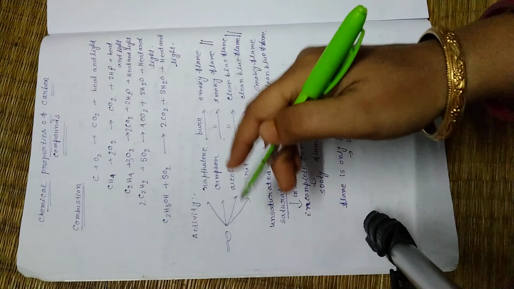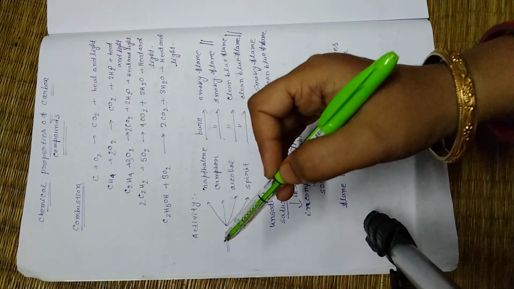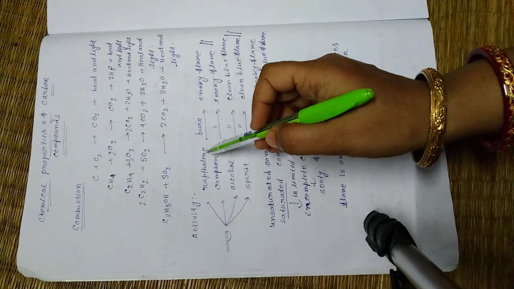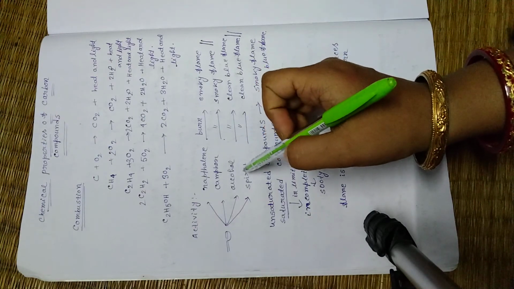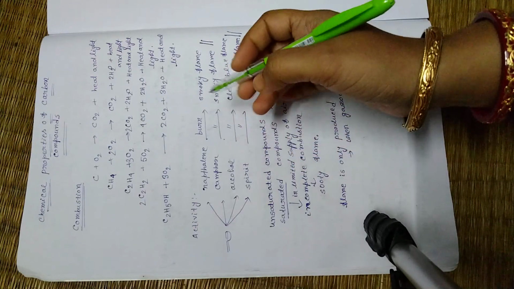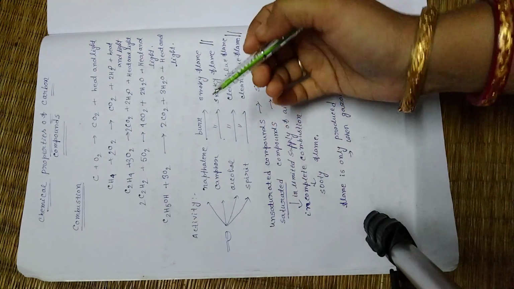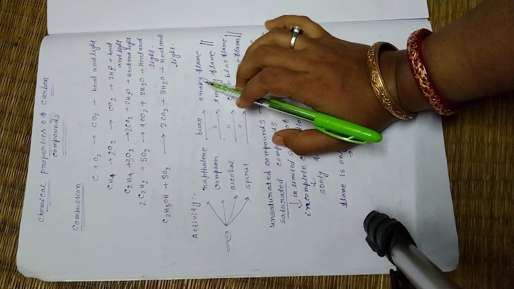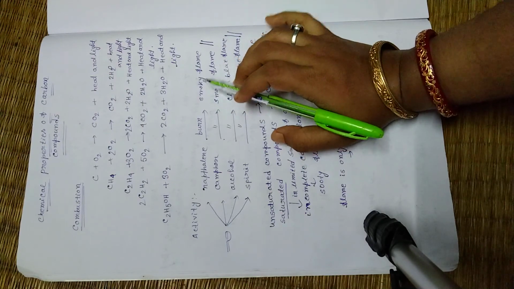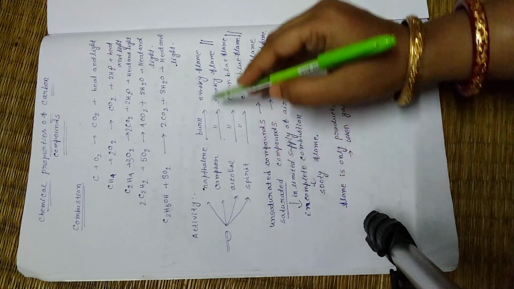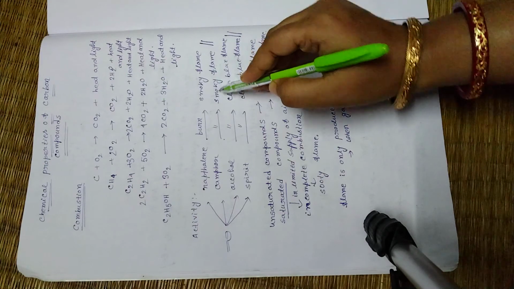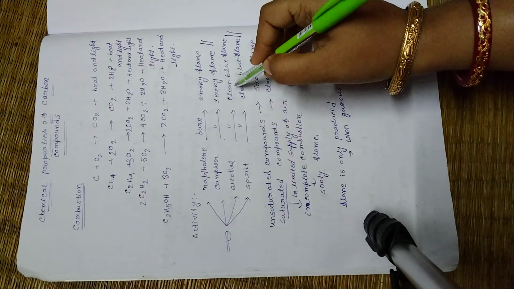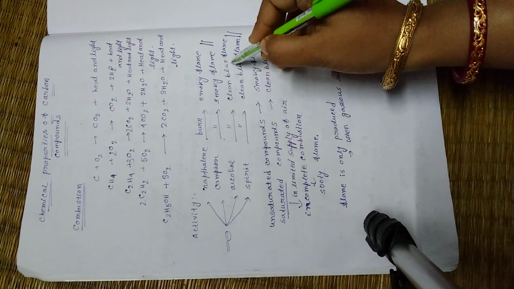Now let's do an activity. If we take a spatula and give one by one naphthalene, camphor, alcohol, spirit and burn them. Okay, what is the observation? In case of naphthalene, we can see a smoky flame. In case of camphor, we also can see a smoky flame. But in case of alcohol and spirit, we can see a clean blue flame.